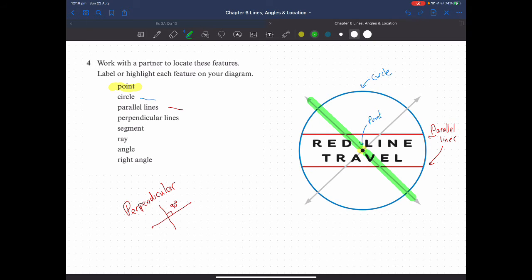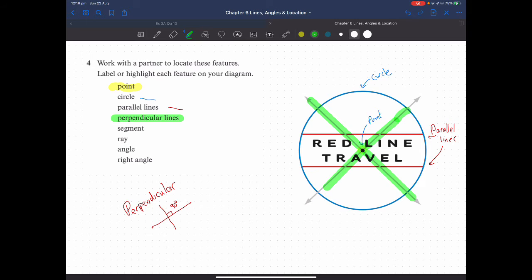There is one of the lines indicated, and there is the other line indicated. So the perpendicular lines meet at a right angle. I've labelled this using colour.